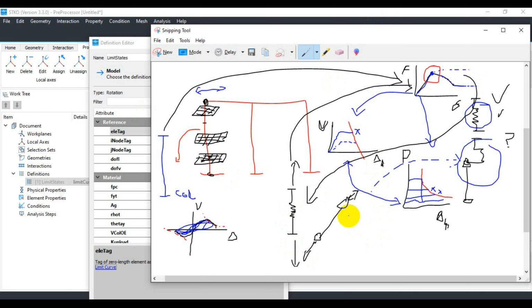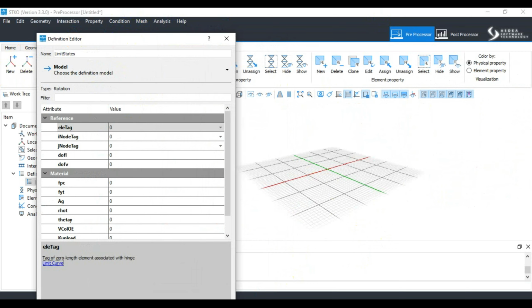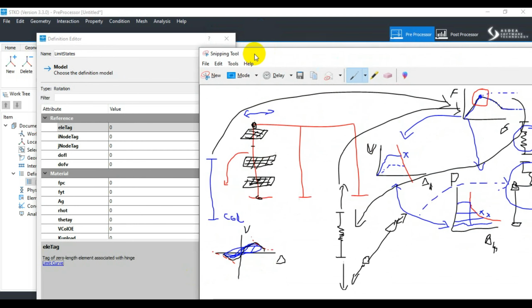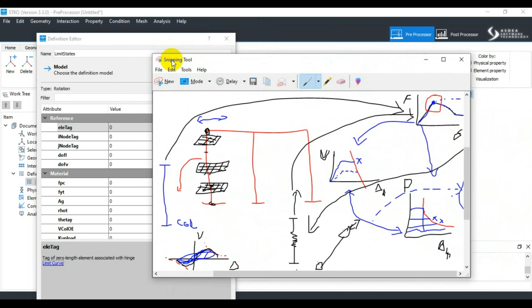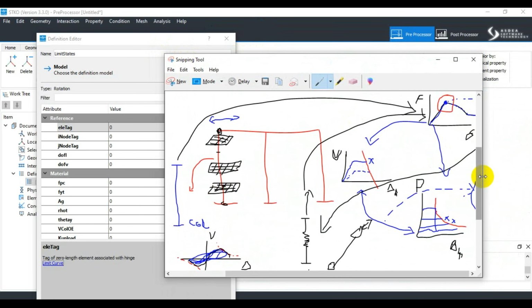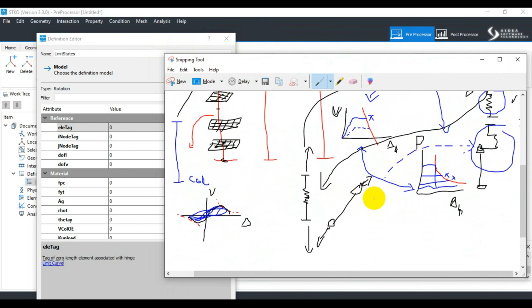So let me discuss the shear critical model before going to the discussion on STKO, if you are using the STKO environment here. So let's go to the next lecture and continue this lecture in the next video.